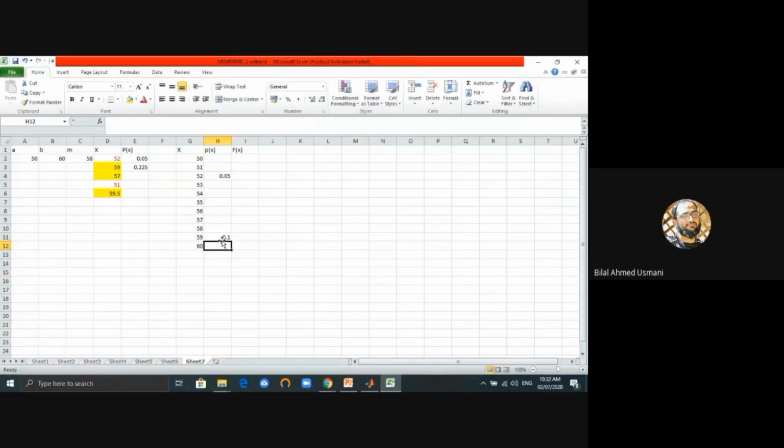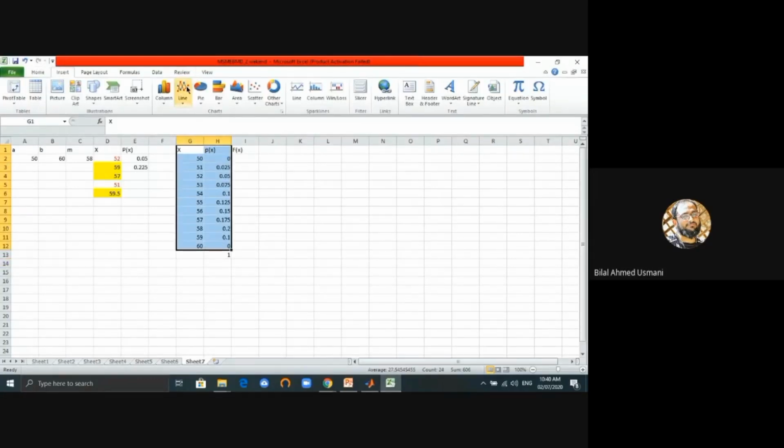And what about the probability at 60? It should be 0 as well. Its sum has become 1. Now let us look at its shape. What should its shape look like?